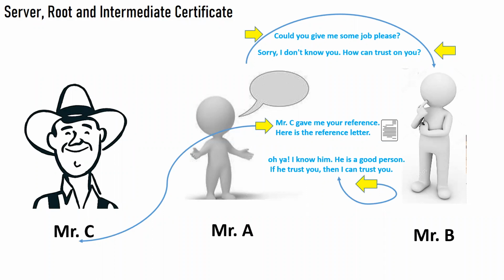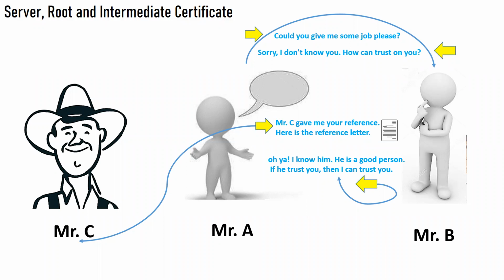C. So Mr. B directly doesn't know Mr. A, right? But he knows Mr. C. So after taking a certain kind of trust in Mr. C, he can give a job to Mr. A, right? So Mr. B is the authority who is running the business, okay?